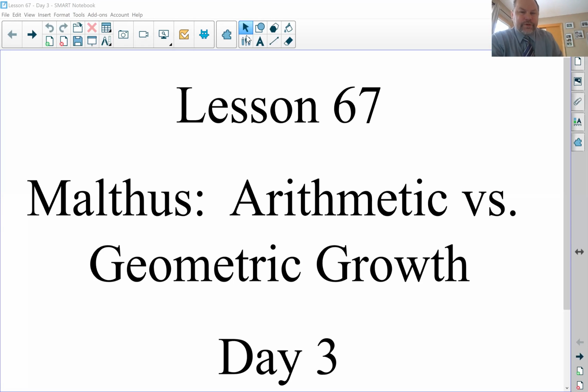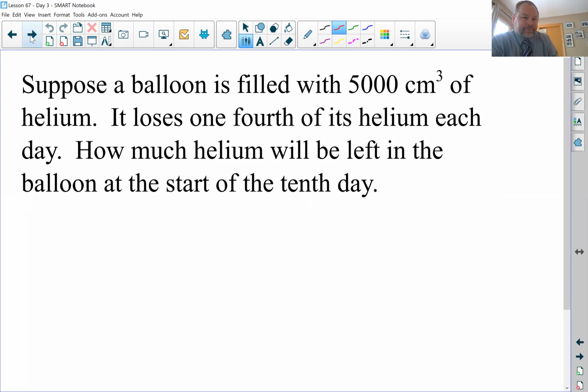Right, so today we're going to talk about application problems with arithmetic and geometric growth. So our first situation, suppose a balloon is filled with 5,000 cubic centimeters of helium. It loses 1/4 of its helium each day. How much helium will be left in the balloon at the start of the 10th day?